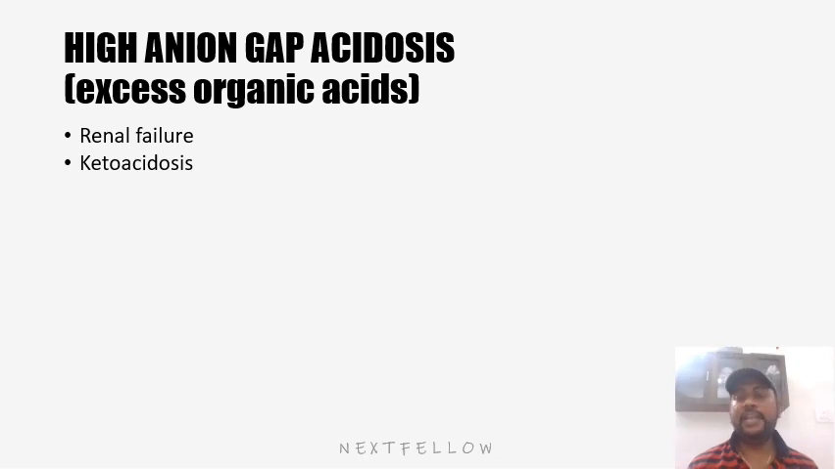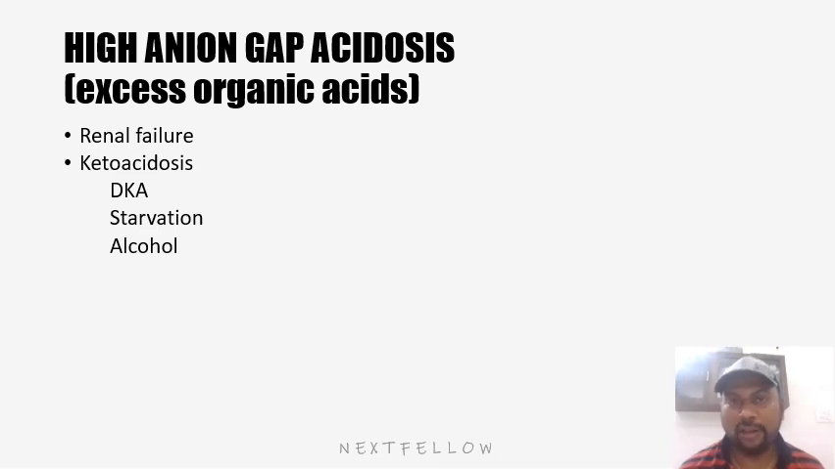To start with, ketoacidosis. Okay, so the production of keto acids, acetoacetic acid, beta hydroxybutyric acid. All these keto acids production will be increased in diabetes mellitus, starvation, and also in alcoholism. Okay, so these are some of the reasons for excess organic acid production, which cannot be cleared off by the kidney, so that it can lead to high anion gap acidosis.